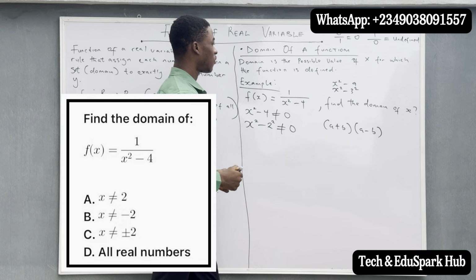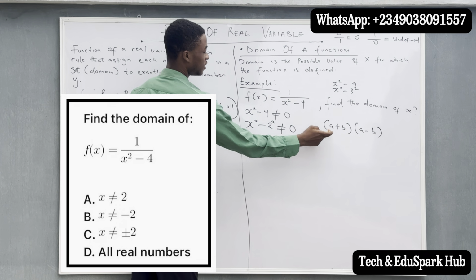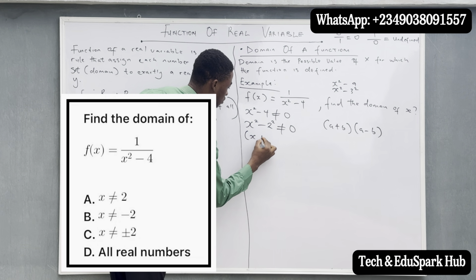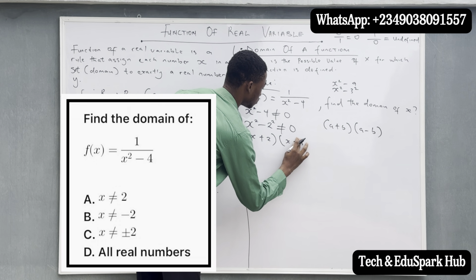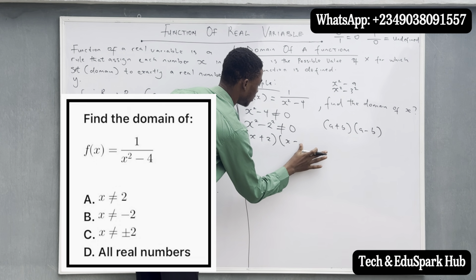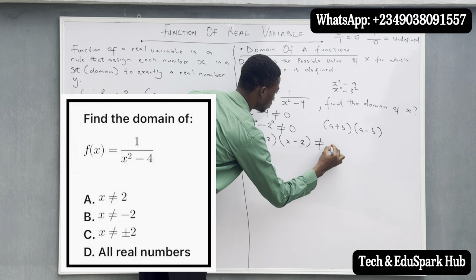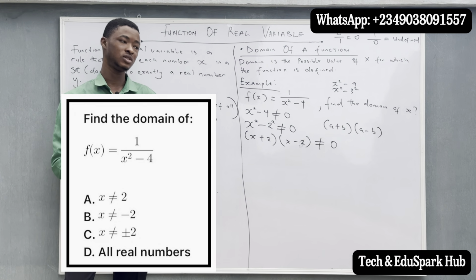So how do we use this formula for our equation? Just put your x as a and put your 2 as b. So we have x plus 2, and we also have x minus 2, and we say it must not be equal to 0, because this is how to calculate our domain. It must not be equal to 0.